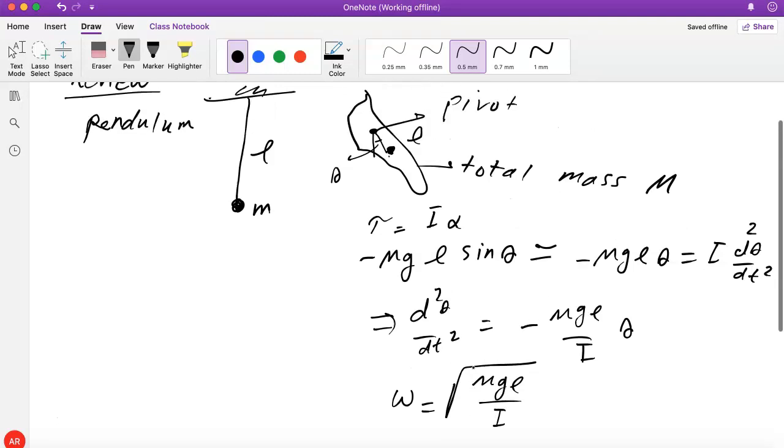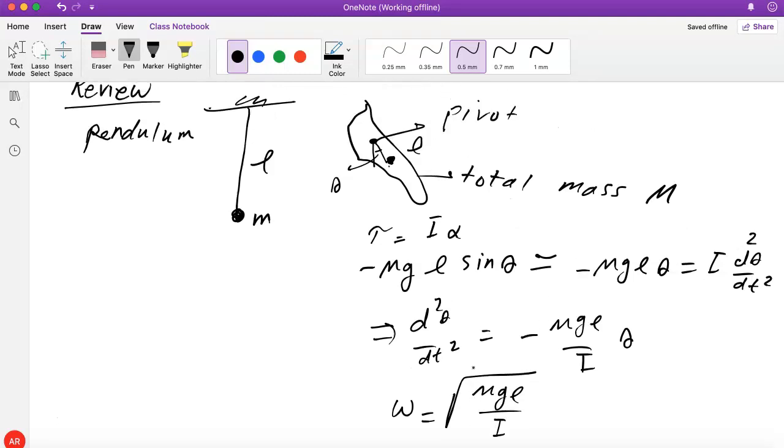The simple pendulum is just a special case of that, right? The moment of inertia around this point, the point where the string is connected to the ceiling, is just m times L squared, and then we get omega is equal to the square root of g over L, right? So the m's cancel out. One of the L's in L squared cancels out with the L in the numerator.